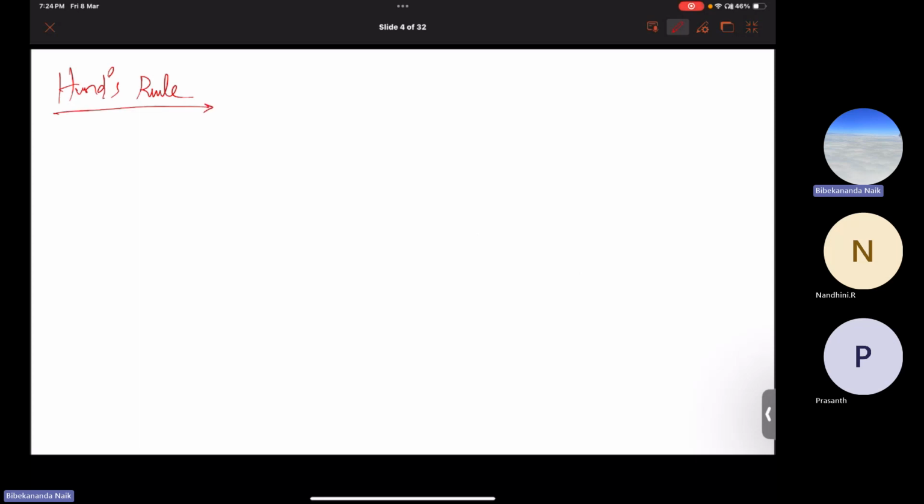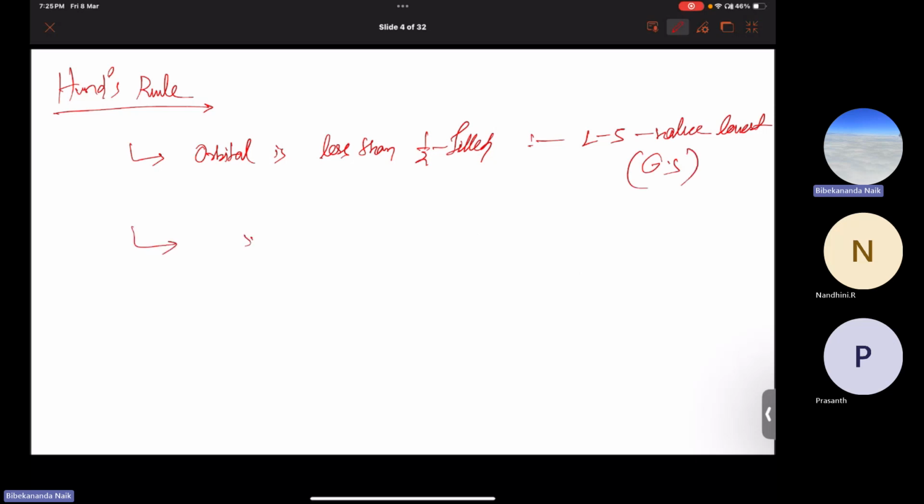Hund's rule says if an orbital is less than half filled, then L minus S value will be the lowest state or ground state. But if the orbital is more than half filled, then in that case, L plus S will be equal to J for ground state.